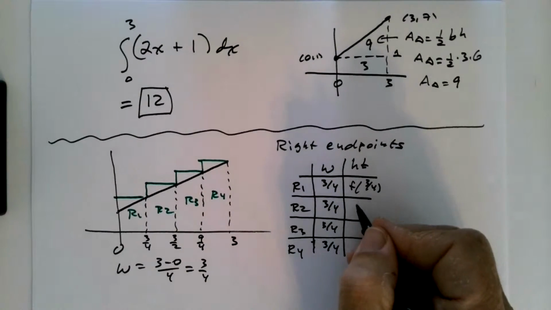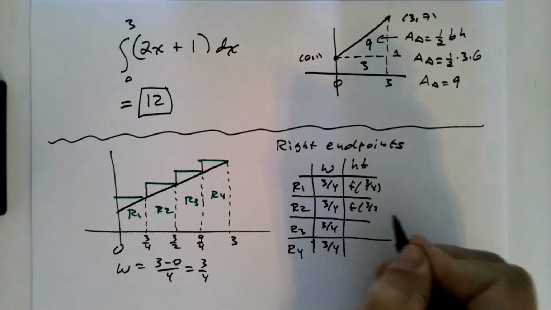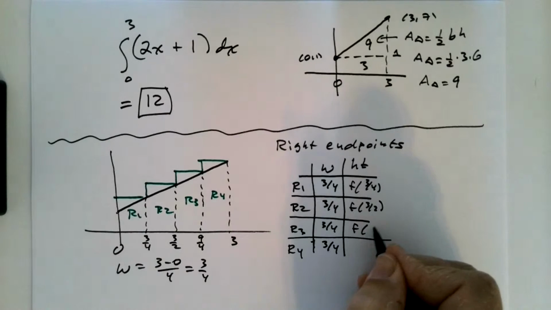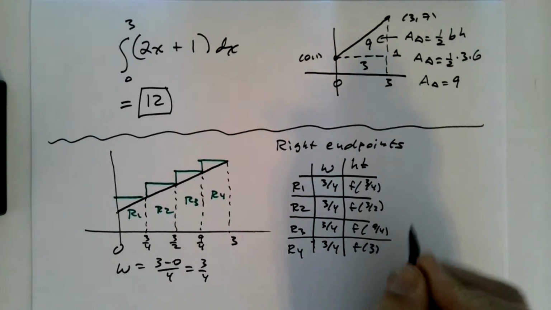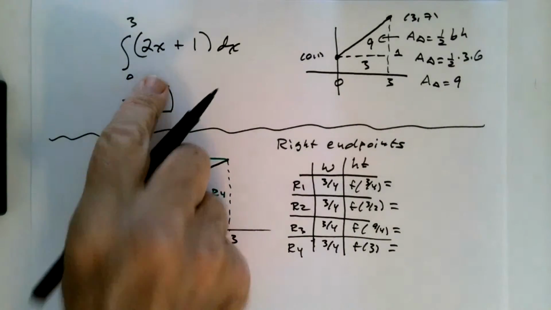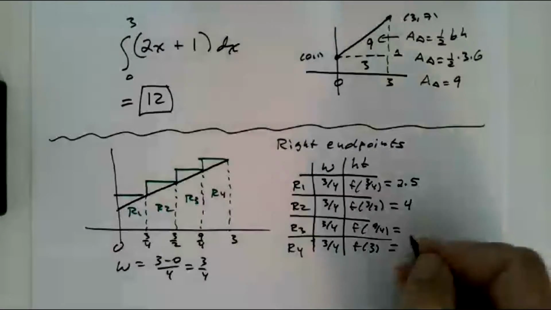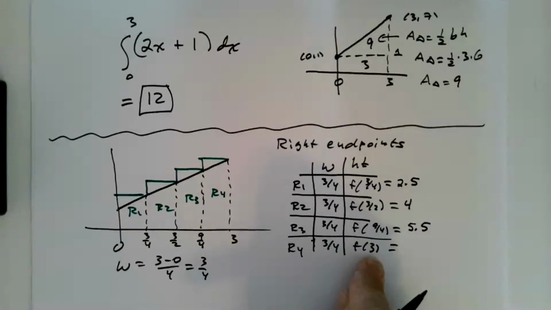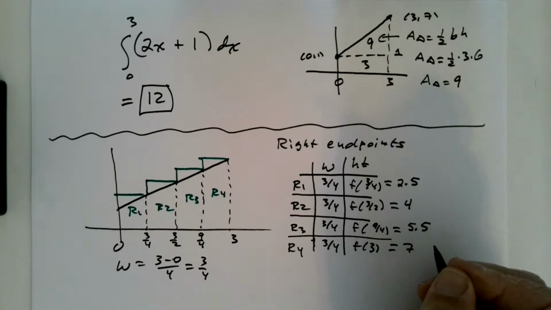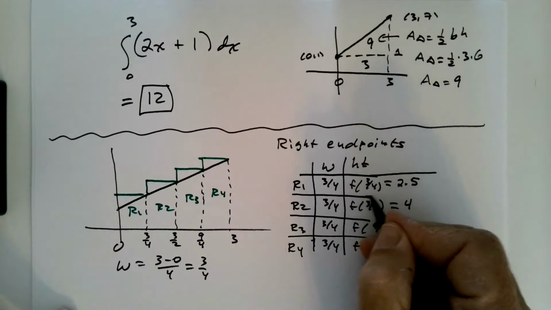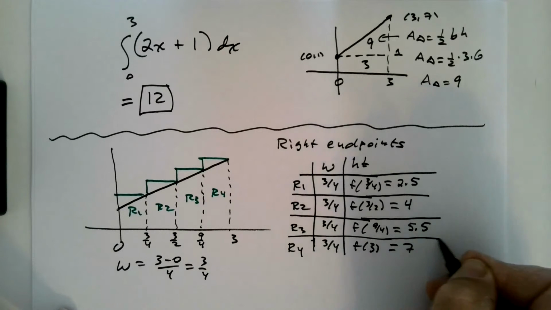Now what's the height? The next height is the value of the function at 3/2. Next one is the value of the function at 9/4. And the last one is the value of the function at 3. But what is our function? Our function is 2x plus 1. So we're going to plug all those values in and see what we get. If I plug in 3/4, 2x plus 1 gives me 2.5. If I plug in 3/2, I get 4. And if I plug in 3, 2 times 3 is 6, plus 1 is 7. So that's the height of each one of those rectangles. But what do I need? I need the area. I'm trying to find the area under the curve.